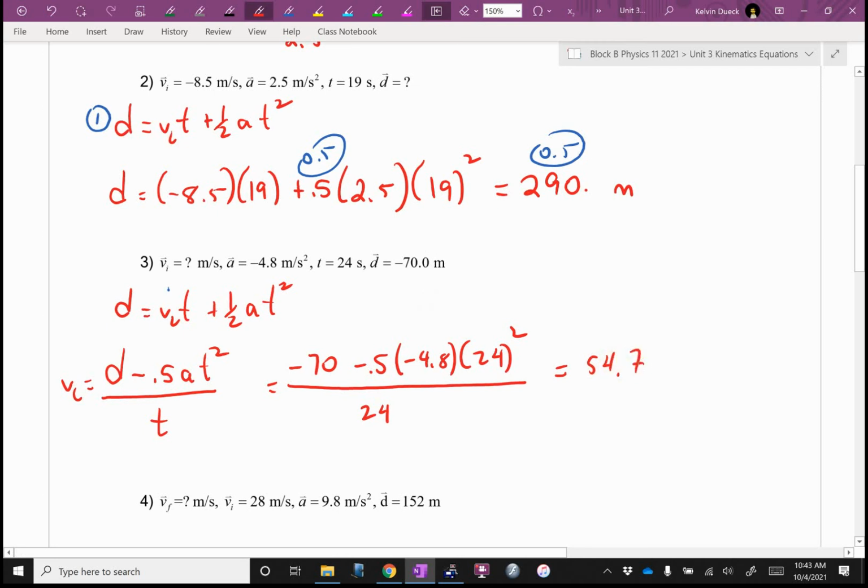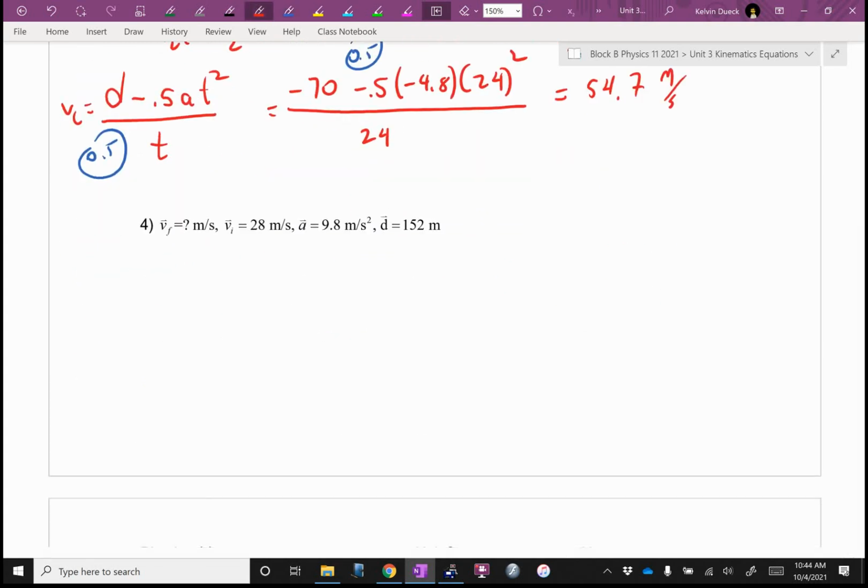Units, it's a velocity. If you have the wrong units or missing units, I would take a half mark off. Otherwise, again, half mark, half mark, half mark, half mark.